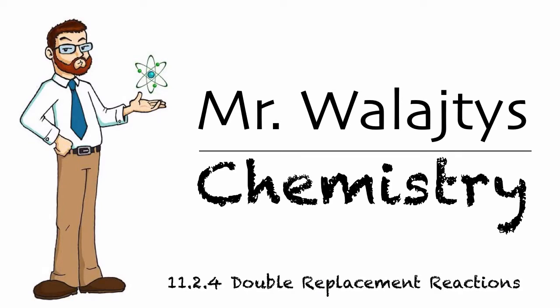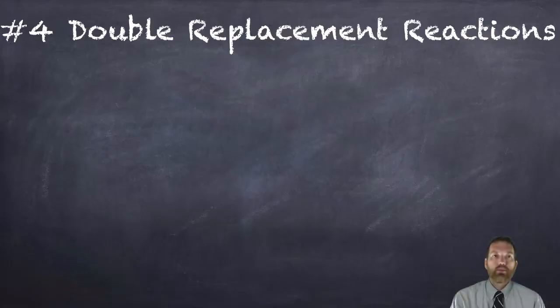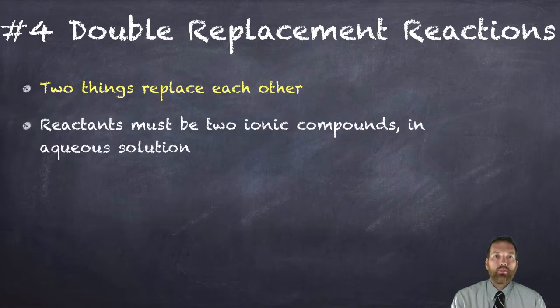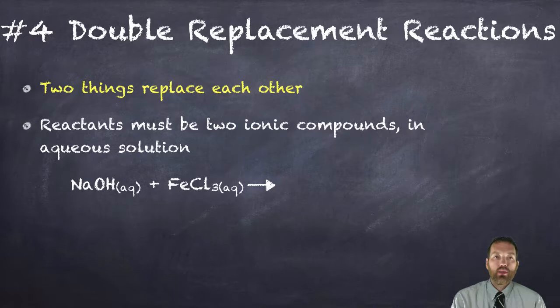In this video, we're going to talk about double replacement reactions. So in a double replacement reaction, two things replace each other. Reactants must always be two ionic compounds in an aqueous solution. So here's an example: sodium hydroxide aqueous plus iron(III) chloride aqueous.